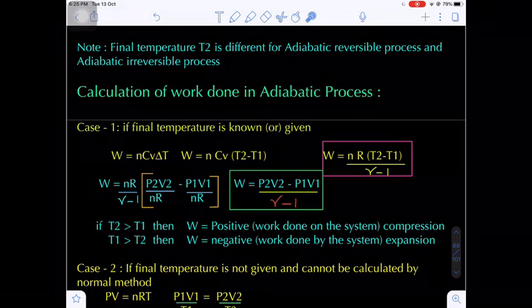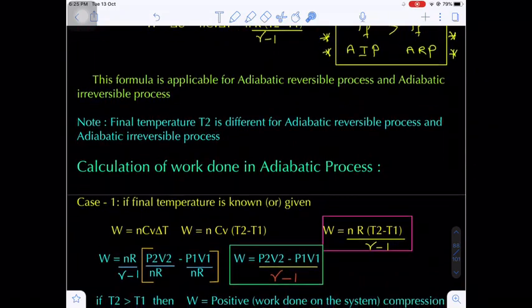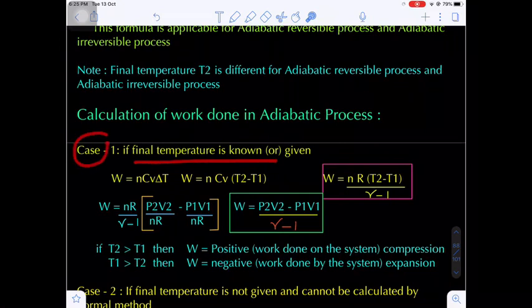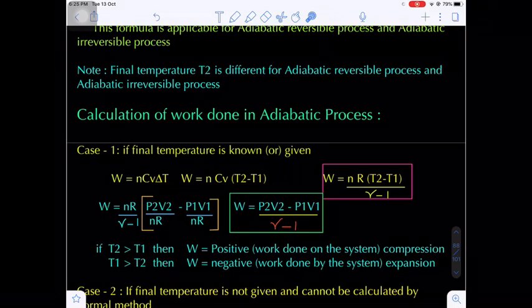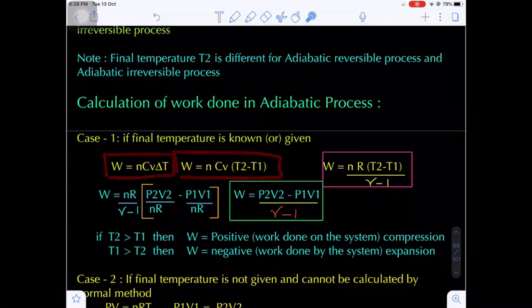In an adiabatic process, to calculate the work done, we have to know the final temperature, whether the final temperature is given in the question or not. Let's suppose case 1: if the final temperature is given, then we can directly use W is equal to nCV delta T, which is nothing but nCV (T2 minus T1), and CV is nothing but R by gamma minus 1.